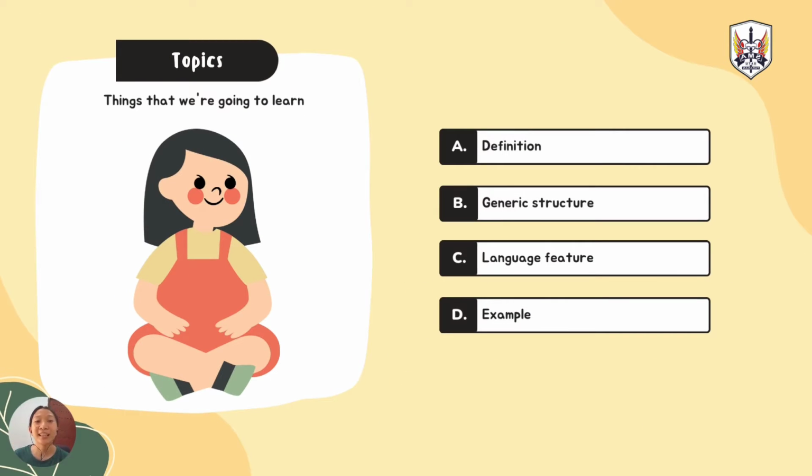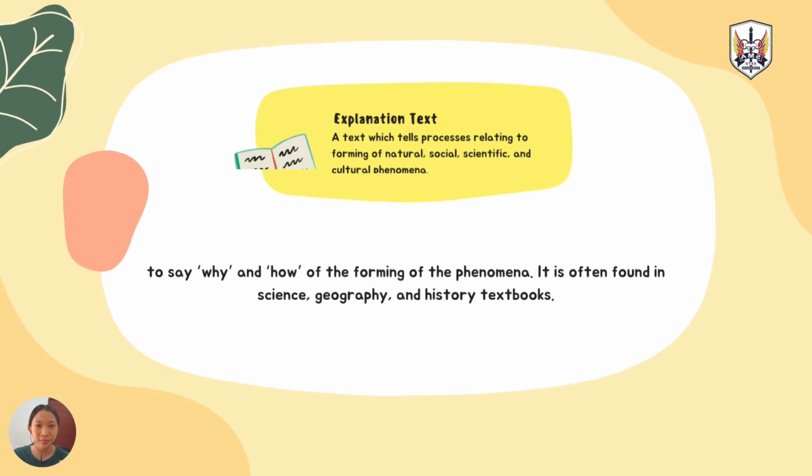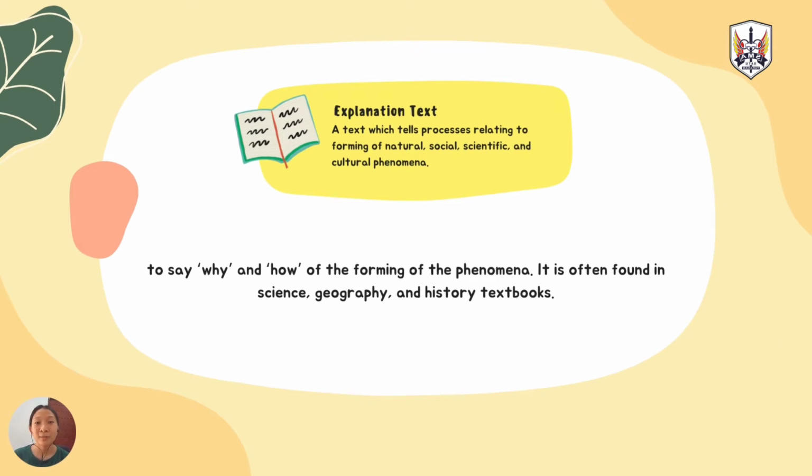In this video, we're going to get to know more about at least 4 aspects of explanation text. The first one is definition, the second one is generic structure, the third one is language feature, and in the last part, we're going to have a look at its example. First, let's start with the definition.